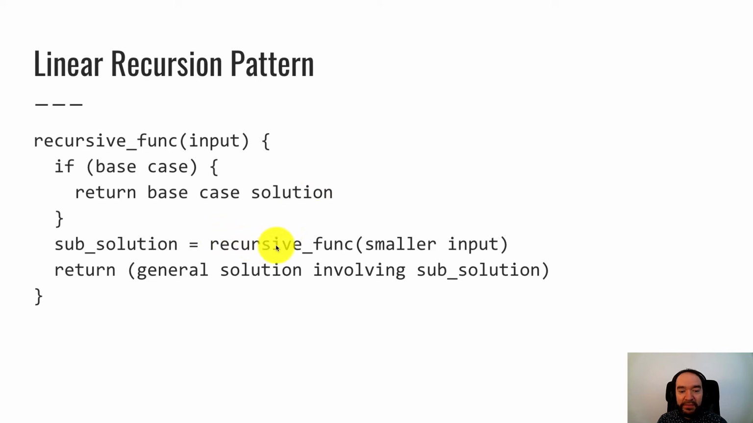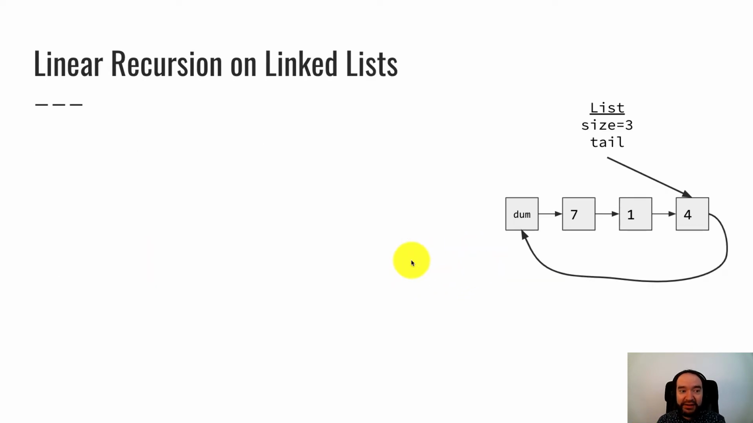Otherwise, we have a big piece of input. And so what we do is call a recursive function. So this function calls itself on a smaller input. So shave off a little bit of the input so it's a little smaller. We call ourselves on this smaller input. That gives us a sub-solution. That's the answer for everything else. And then we return a general solution that involves that sub-solution. So that's the general pattern. It's pretty abstract. Let's look at this in the concrete example of a singly linked list.